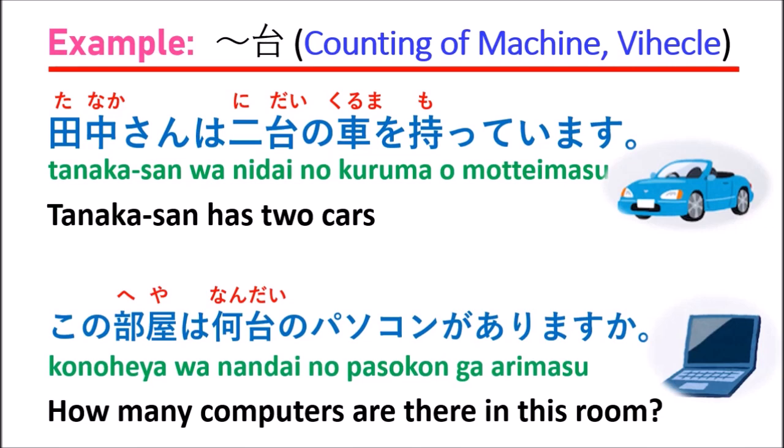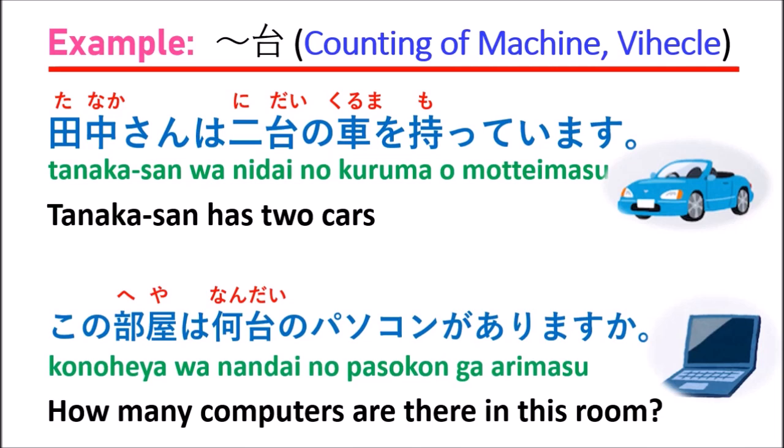And for the first sentence, I would like you to notice that we have 2台の車. And 2台 we used to count for a car, right? 車 that means car in English. So when we use 2台の車 that means two cars.